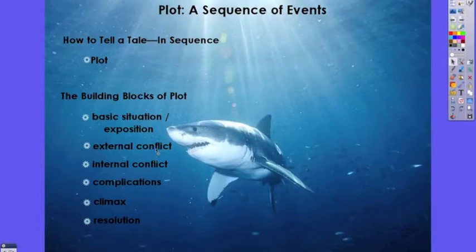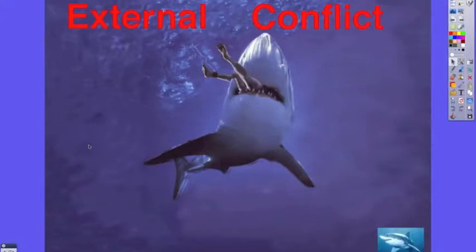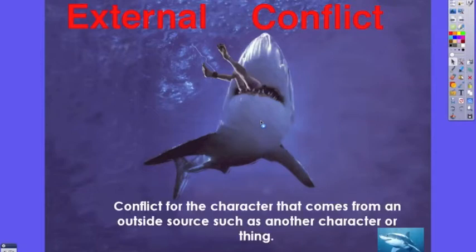After basic situation or exposition, we have what we call conflict. These are our complications. Now we have two types of conflict. First one is external conflict. If I'm swimming in the ocean and a shark comes and bites me, this is an external thing. The shark is not me, so something outside of me is coming in and giving me a rather bad day. So conflict for the character that comes from an outside source, such as another character or thing, namely here the shark, is what we call external conflict. It comes from outside of the person.